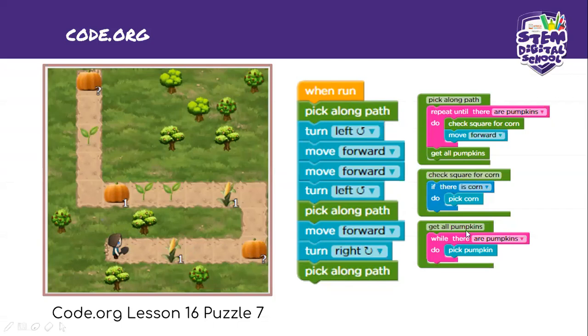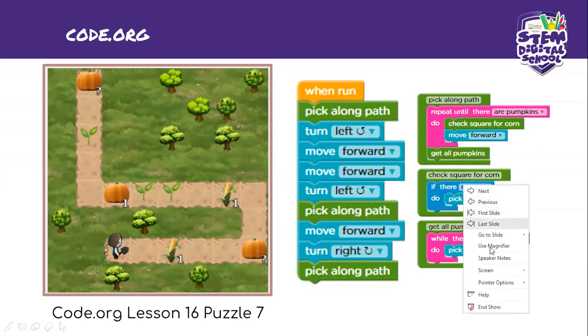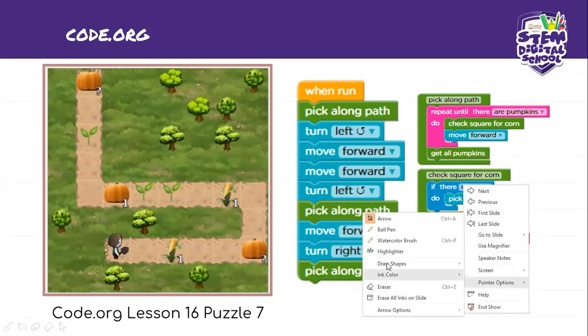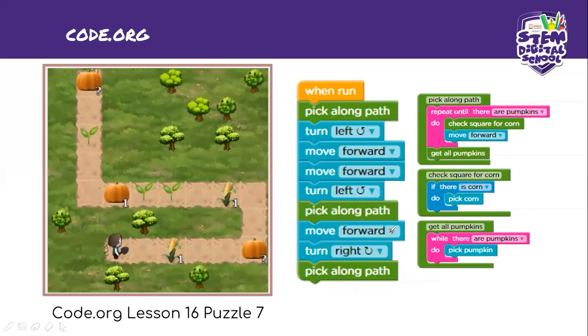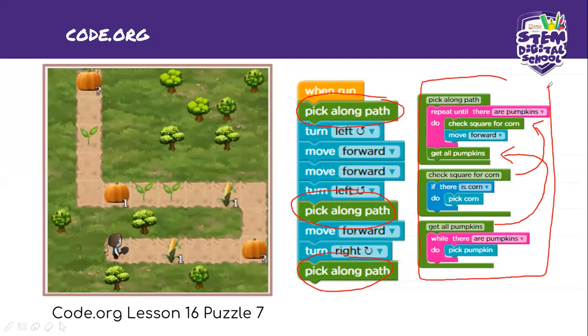we got pumpkins, because the code is written into, let me just change to my pen here quickly. There we go. There's my pen. So because this function was put into that function every time, and this one was put into the function, every time we use pick a long path, all of this will be performed just by using that one block.